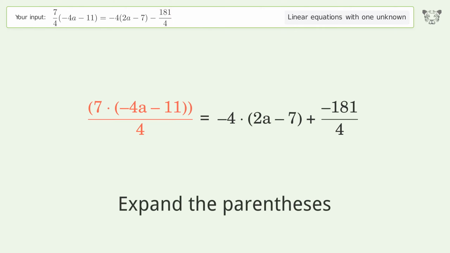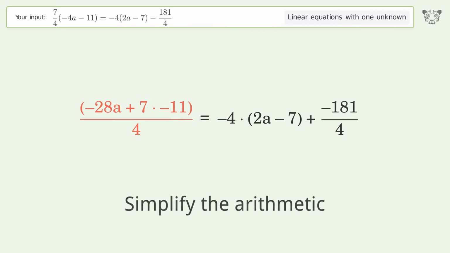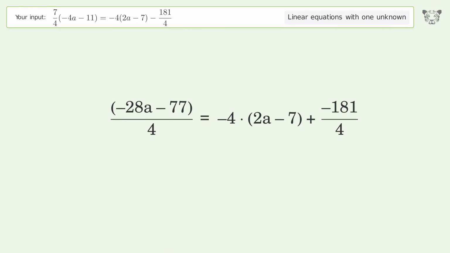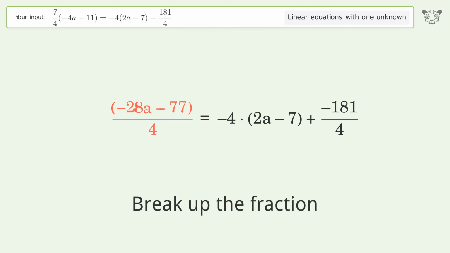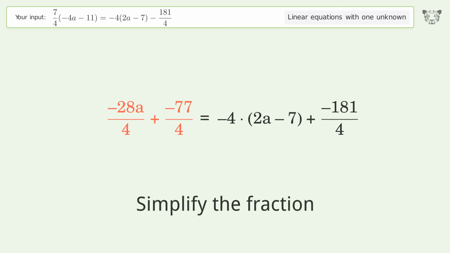Expand the parentheses. Multiply the coefficients. Simplify the arithmetic. Break up the fraction. Simplify the fraction.